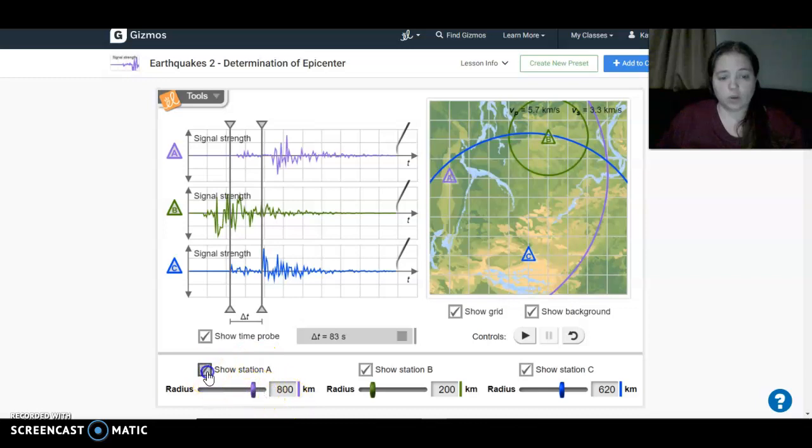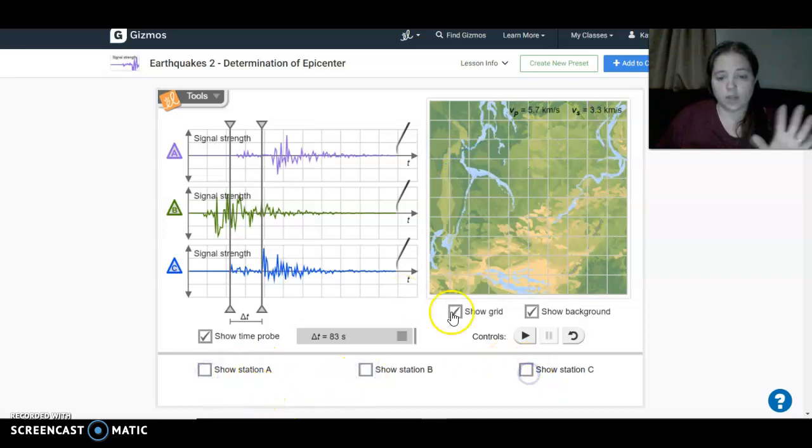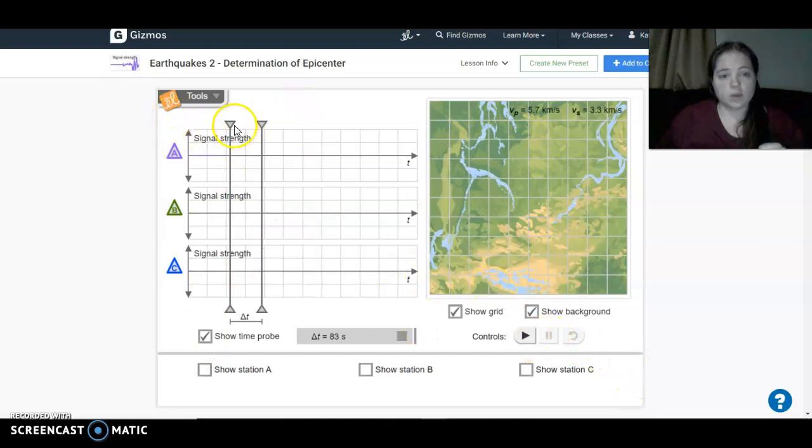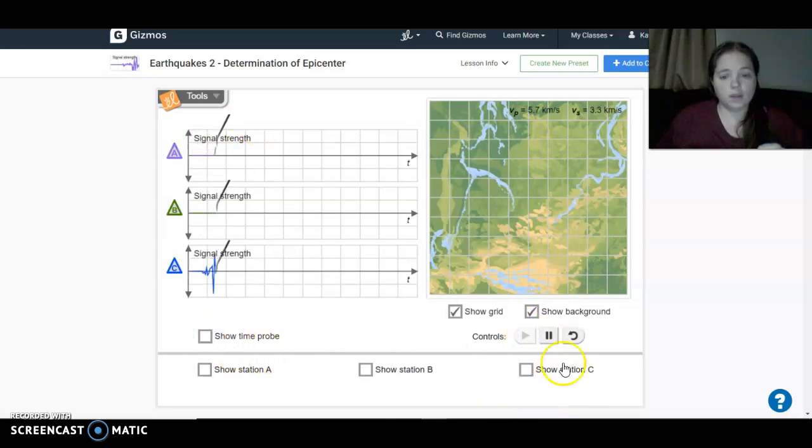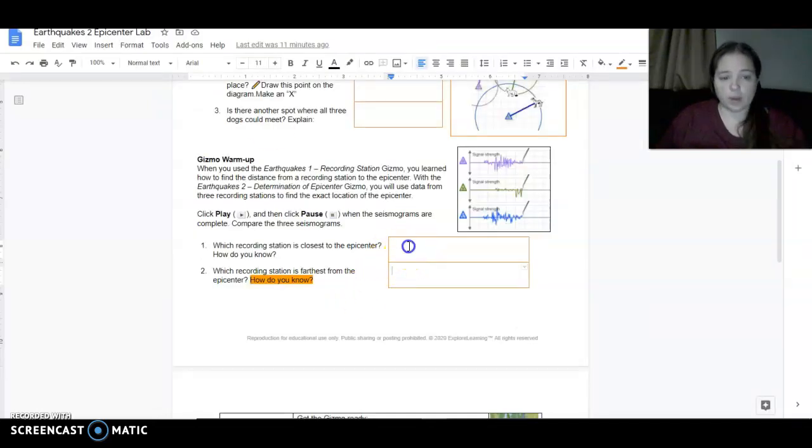I'm going to X out of everything that I just had, so I'm going to restart this. I'm going to move these over here and hit play. You're going to hit play, and then you are going to click pause when they're pretty much done at the end. Then you're going to compare the 3.